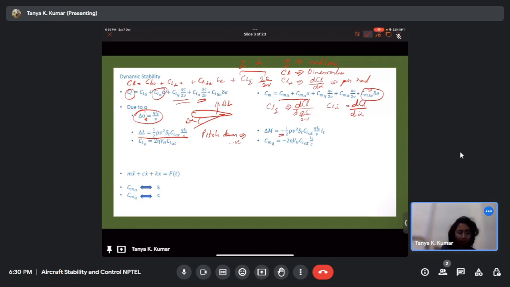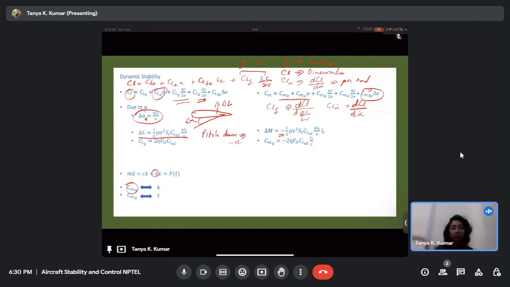Then we had seen even in the last session how the equation is related to a spring mass damper system. Here your stiffness K is akin to your Cm alpha. Stiffness coefficient K is similar to your Cm alpha. What is Cm alpha? How did you define Cm alpha?